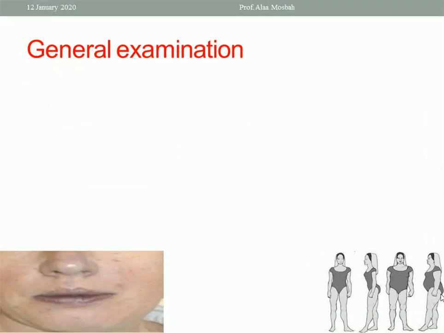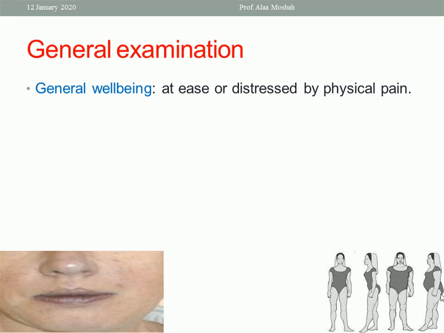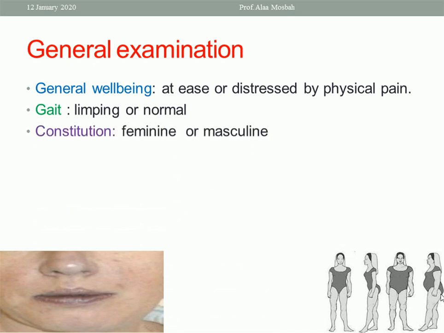Then start with the general examination. General well-being first. See if the patient is at ease or distressed by physical pain. What is the gait? Is it limping or normal? Constitution, is it feminine or masculine? As you see in the picture here, this is masculine constitution when the shoulder is bigger than the waist, while in the feminine one, the waist is bigger than the shoulder.